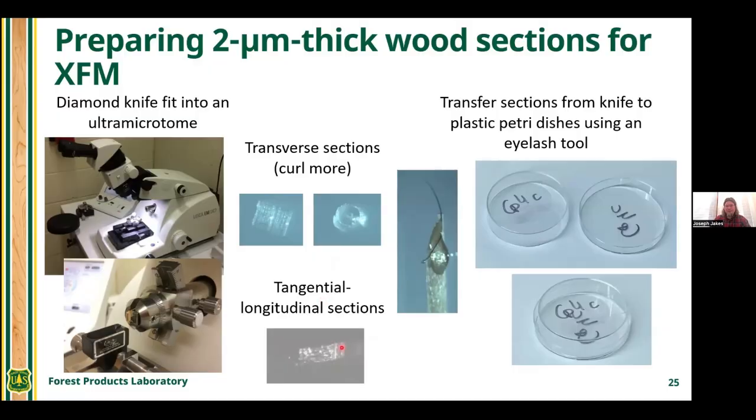Once we get these different sections cut, they'll be sitting on the knife edge, and then I take an eyelash tool and gently pick up the sections, and I place them in these small plastic petri dishes. Once you have your sections in there, you just put the cover on, and these can sit indefinitely until you're ready to mount them for the experiments.